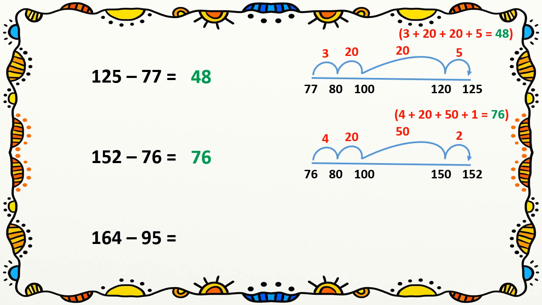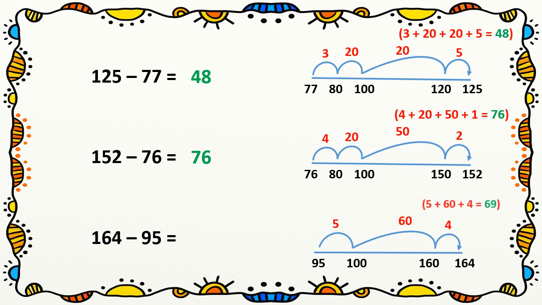164 minus 95 is equal to. 95 onto 100 is 5. 100 onto 160 is 60. 160 onto 164 is 4. 5 plus 60 plus 4 equals 69.